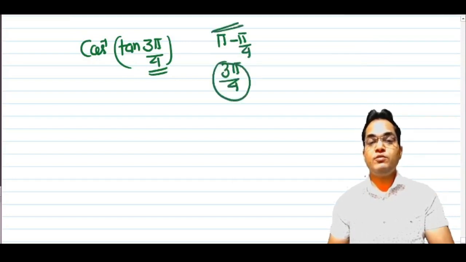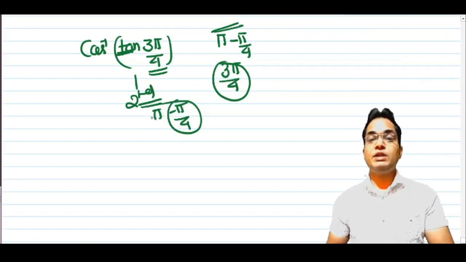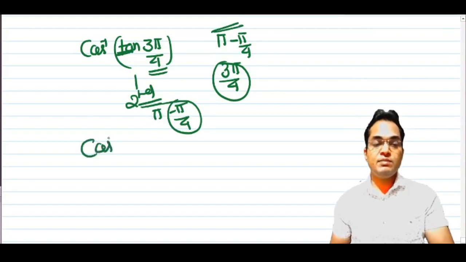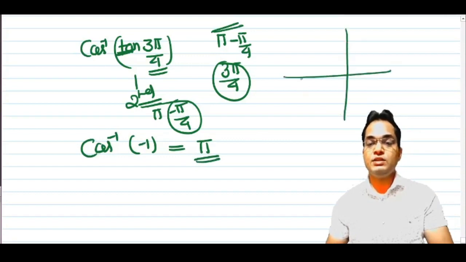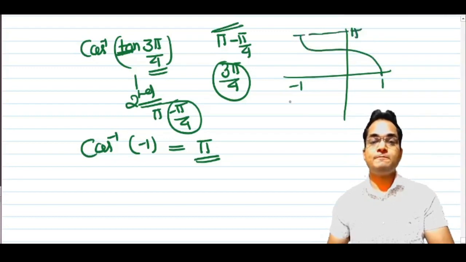Pi minus pi by 4 gives the second quadrant. In the second quadrant tan is negative and it is a multiple of pi by 4. That's why the value is either plus 1 or minus 1, and tan is negative, so this is minus 1. And what is the value of cos inverse minus 1? It is pi. By the graph you can easily see minus 1 and 1, the value comes here. This is the value minus 1. It is pi. Got it?